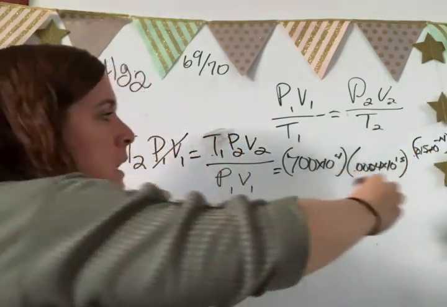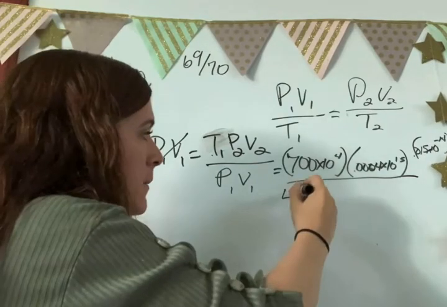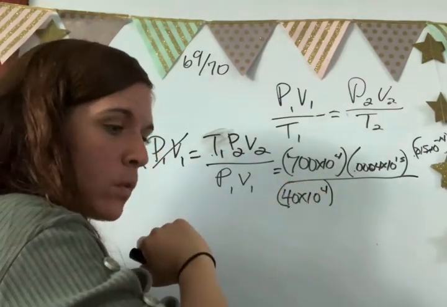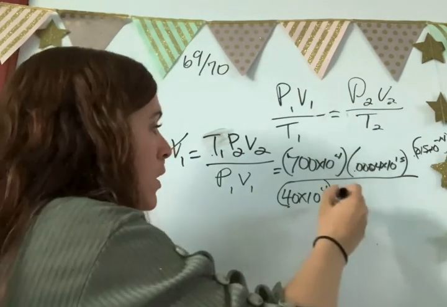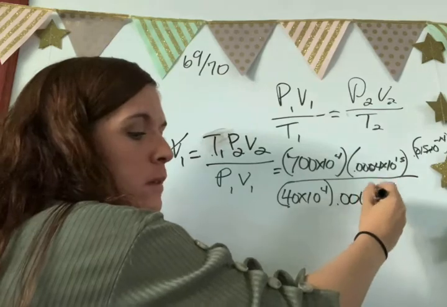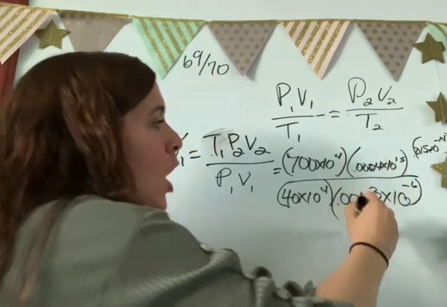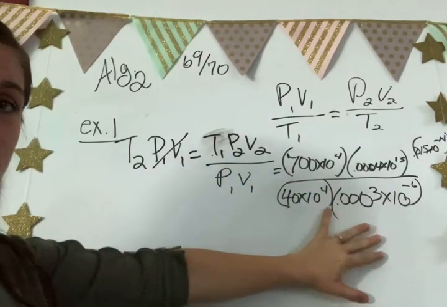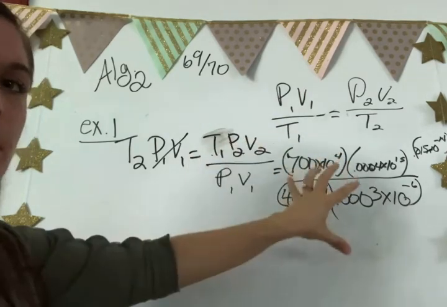Okay? Then over P1, your first P is 40 times 10 to the 4th. And your V1 was 0.0003 times 10 to the negative 6. Okay, so that is your equation. Now you can see why you don't want to put the numbers in first and then manipulate. You want to manipulate first and then put in the numbers.